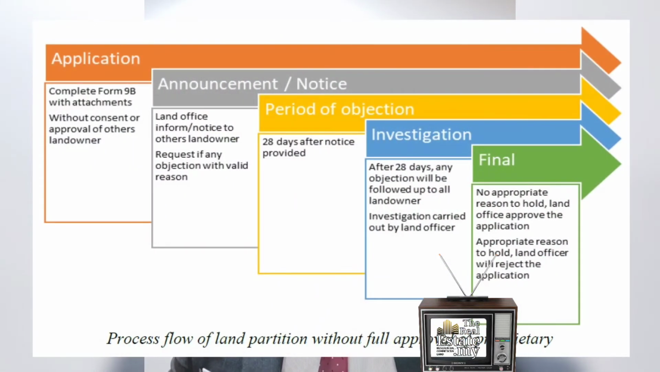Application for partition without all proprietors' consent or approval flows such as application, announcement or notice, period of objection, investigation, and the last one is final. For the variation of conditions, restrictions, and categories in respect of proposed subdivisional portions of land in the column pecah sempadan or tukar syarat serentak, under S124A, the concept of subdivision and partition is combined into one process. The section combined S135 and S124.